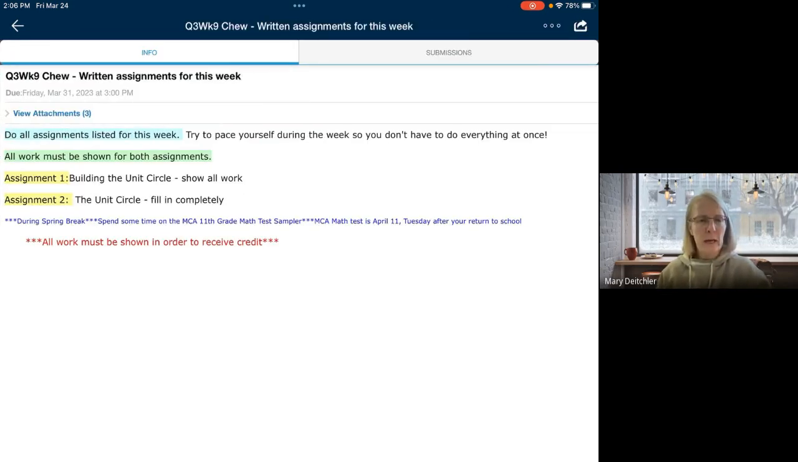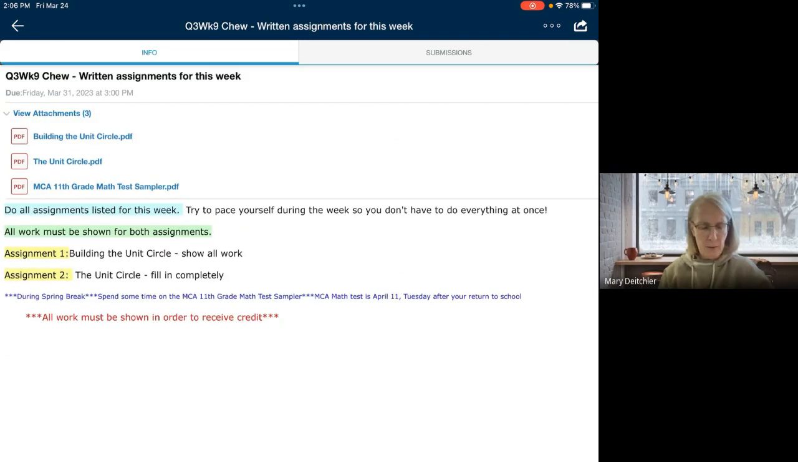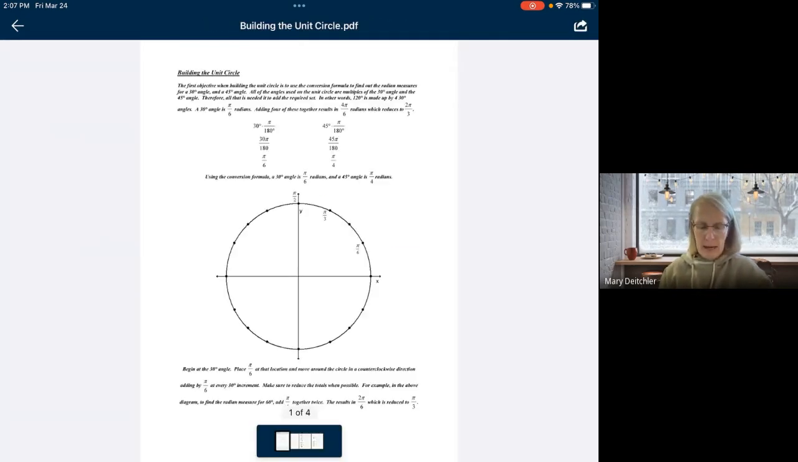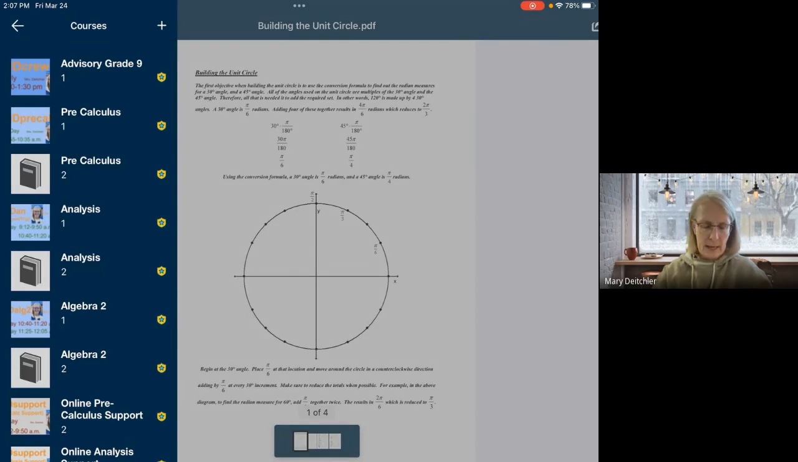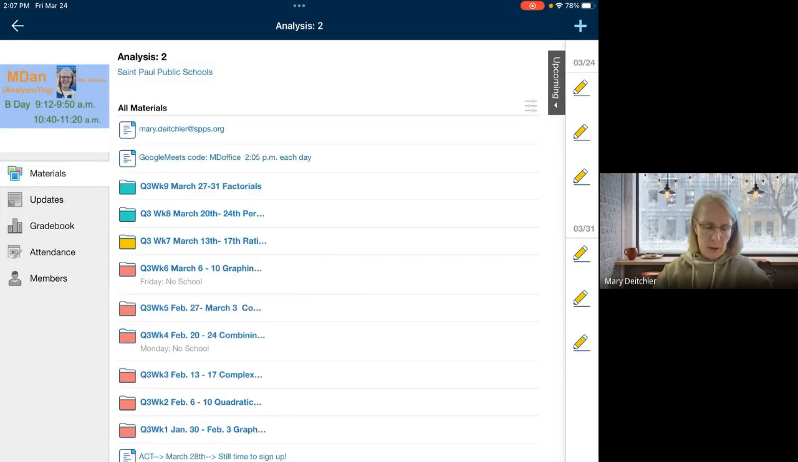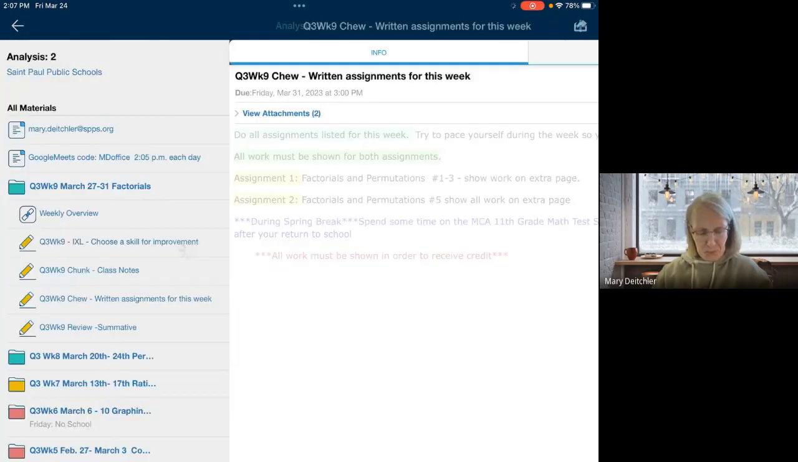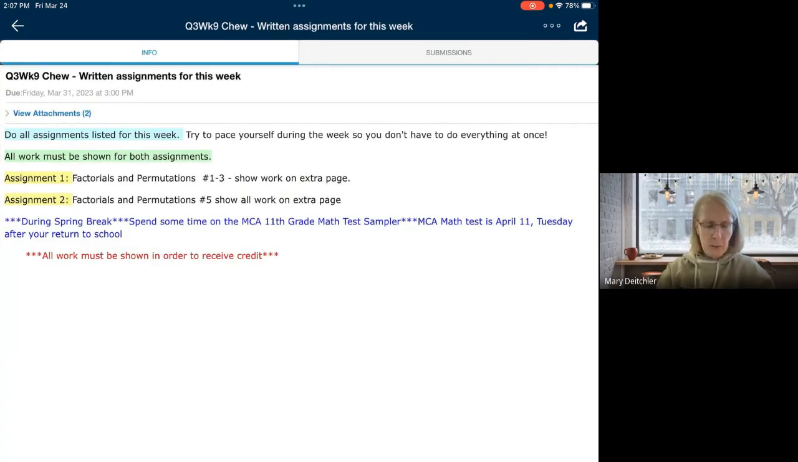The chunk for each week looks like this. 2 assignments per week will be required. This particular week, I gave some extra information on the MCA test. That's, however, not an assignment. 2 assignments a week. You can open up the attached document. We sometimes work on the assignments in class. This one we worked on today in class, putting together the unit circle. So that happens to be the topic for this week.